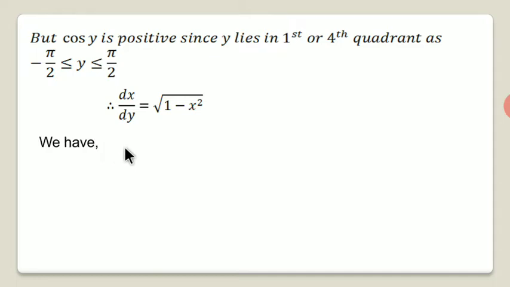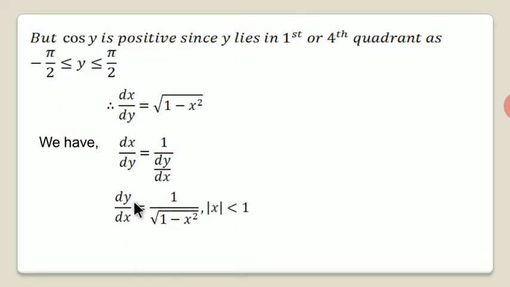Now we have dx upon dy is equal to 1 upon dy by dx. Our aim is to find the value of dy by dx. And so from this, dy by dx is what? 1 upon dx upon dy. By substituting that value, we get dy by dx is equal to 1 upon square root of 1 minus x square. And here the proof is completed.